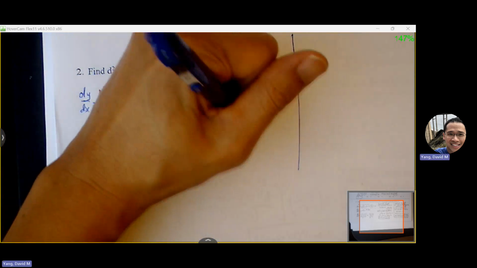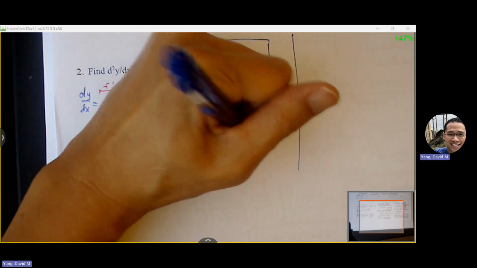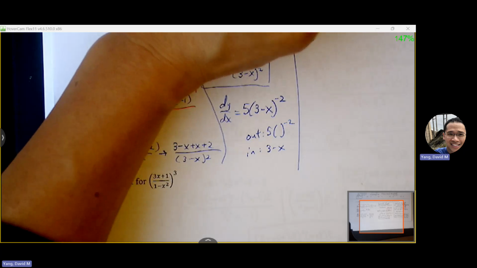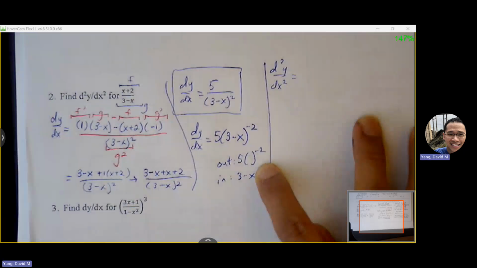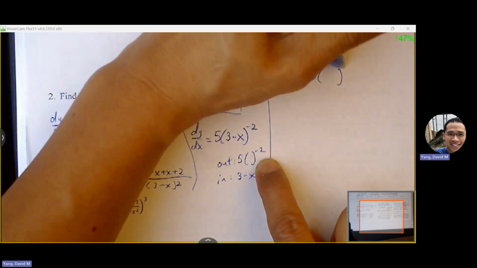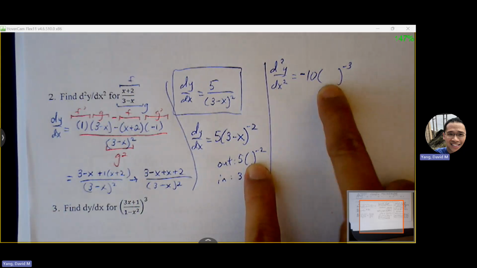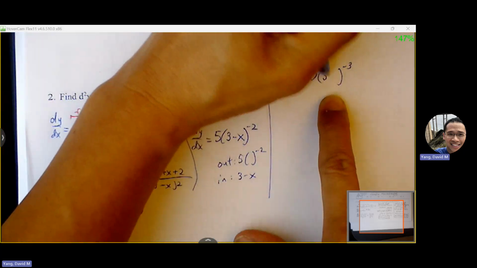So outside, inside, and we take turns with each derivative. Okay, outside's derivative, 5 parentheses to the -2, that becomes -10 parentheses to the -3. Let's just do power rule for that outside portion. The inside stays intact. We don't want to do anything with that inside just yet.